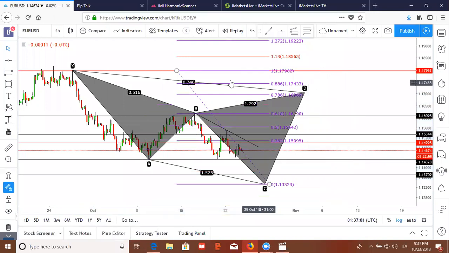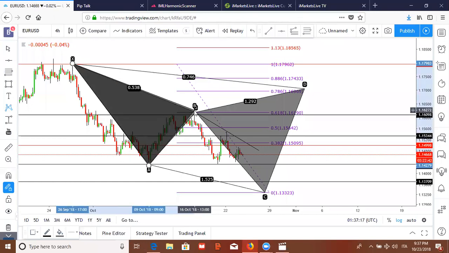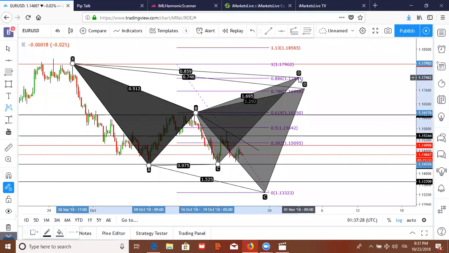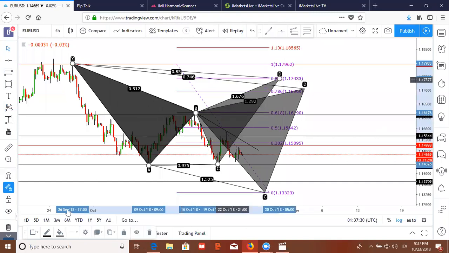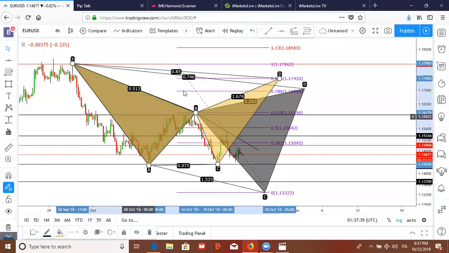And then for the bat pattern, it would look something like this. X to A to B, B to C. C completes at the 88.6, which is right here. So these are the two options. Let me change the color of this to yellow. So these would be the two options right here.